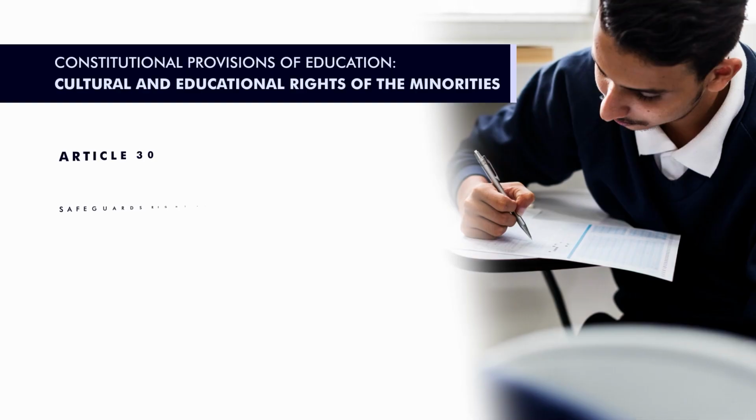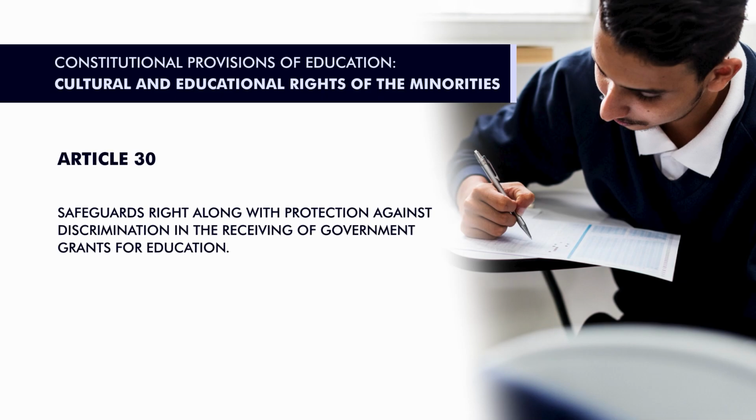And further, Article 30 under cultural and educational rights of the minority, it safeguards right along with protection against discrimination in the receiving of government grants for education. So, there shouldn't be any discrimination so far as receiving the grants is concerned. So, all the institutions of the state who are running the educational institution, they have the right to get the equal grants.